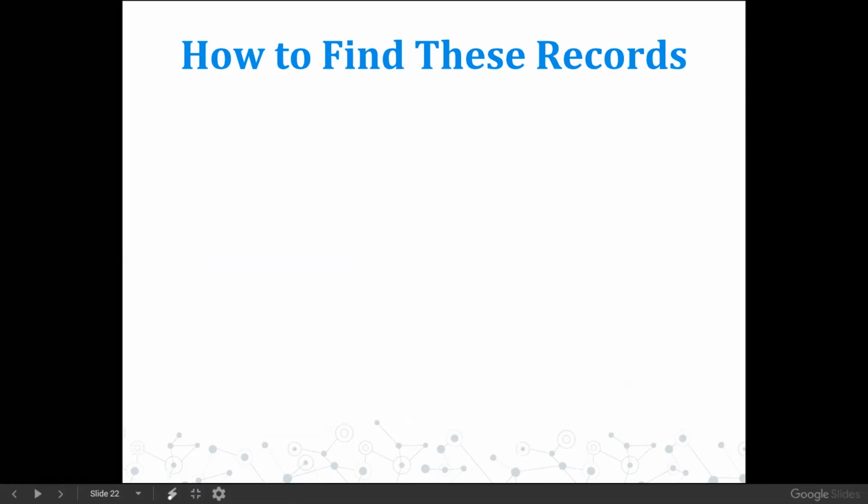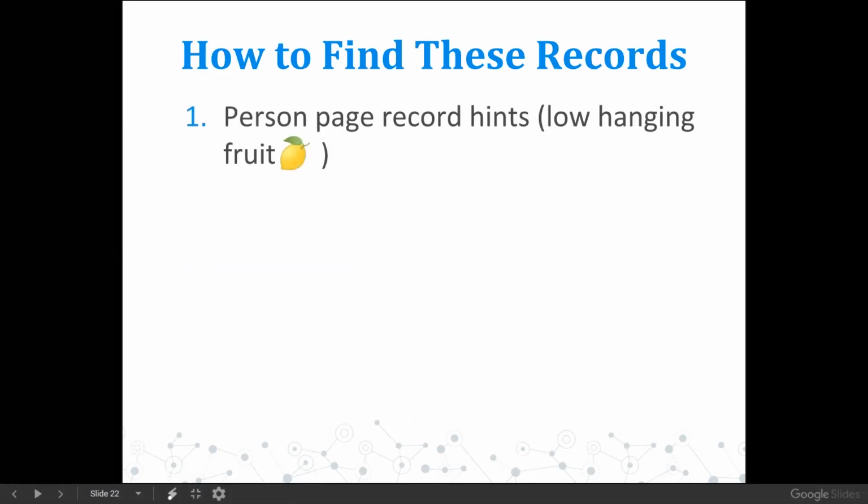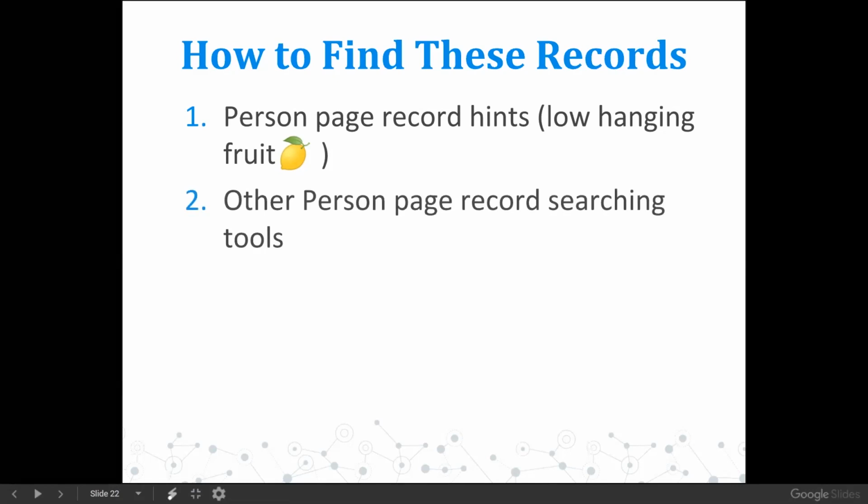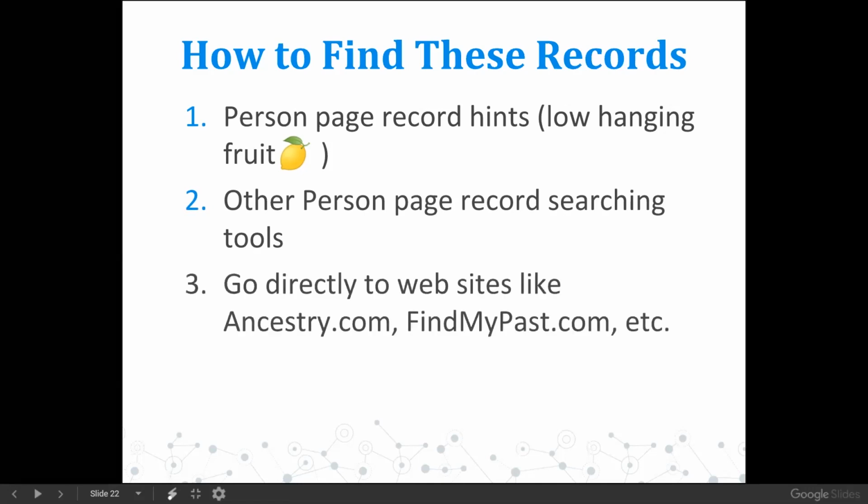How do we find them? The place that I usually go first is person page record hints, and we're going to look at those. Those are basically low-hanging fruit. Then also on the family tree person page, there are other record searching tools that we're going to look at. And then also you can actually go directly to websites like Ancestry.com, FindMyPast.com.